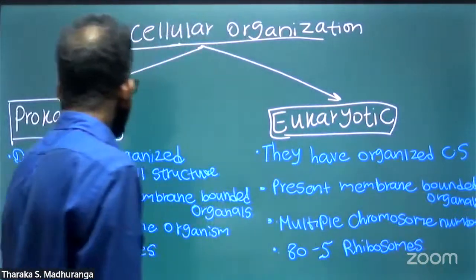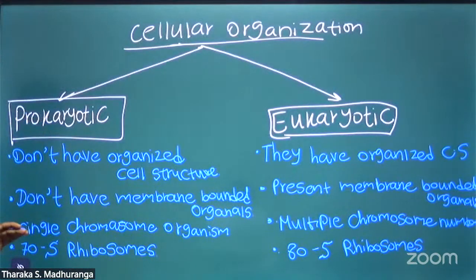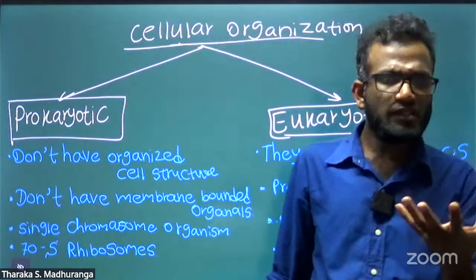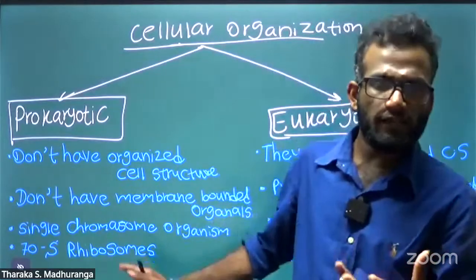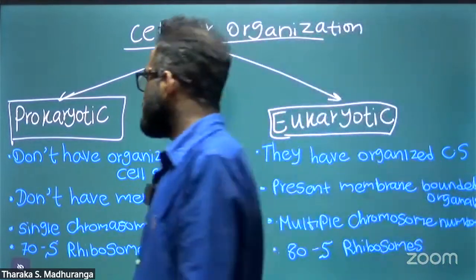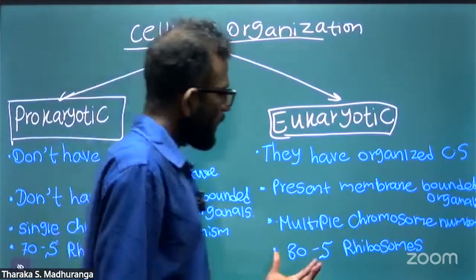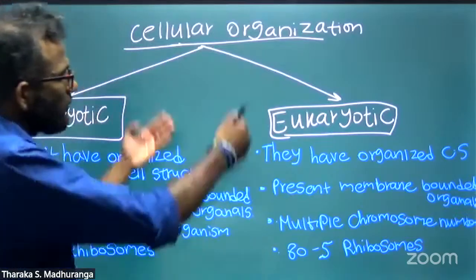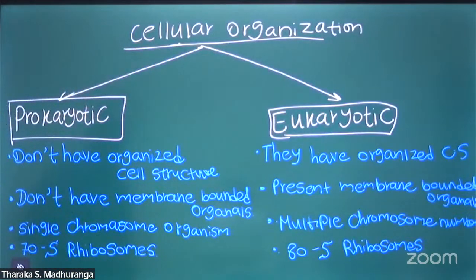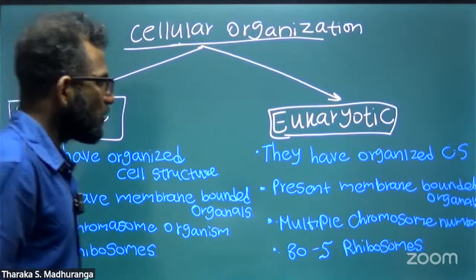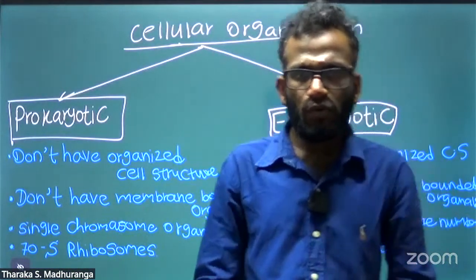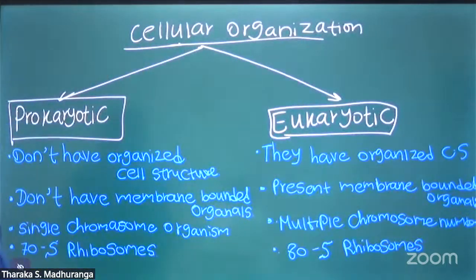Now, prokaryotic organisms do their protein synthesis at a low level, and their structure is simple. That's why we call it 70S. If you have eukaryotic organisms, they have 80S, the complex ribosome structures. Okay, they are the main differences between prokaryotic and eukaryotic. Any other difference? Do you know any other?